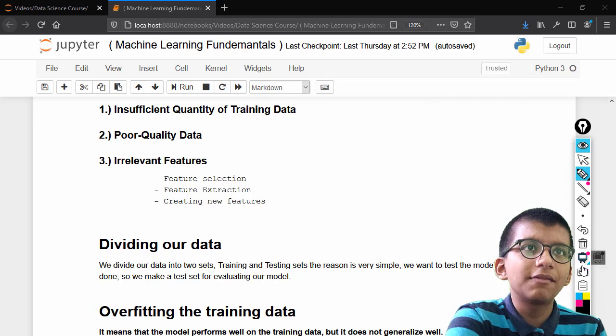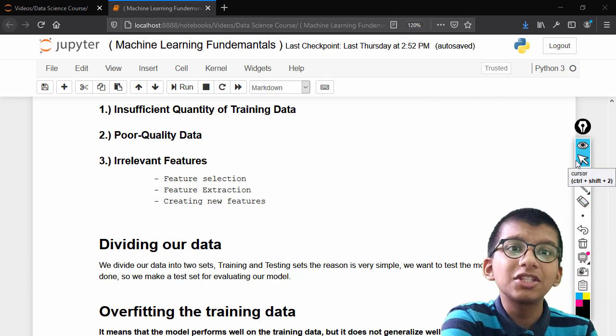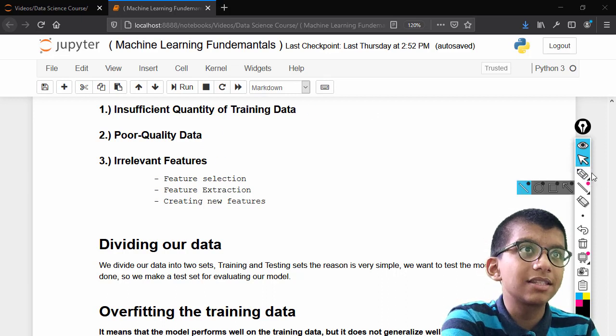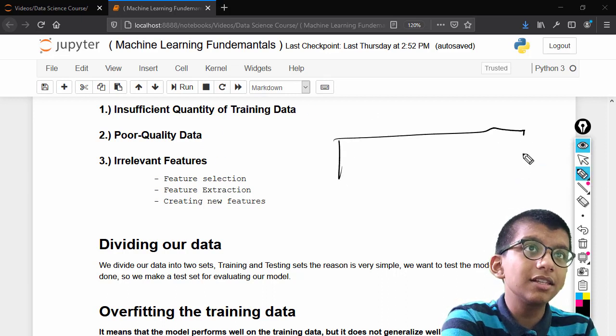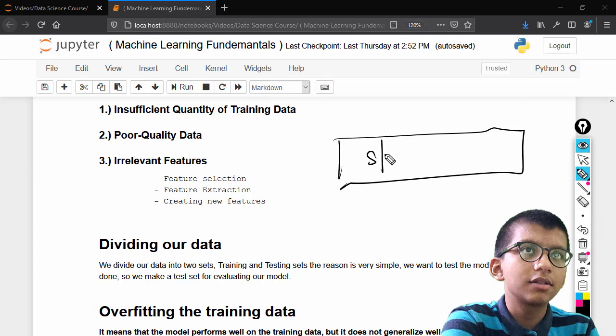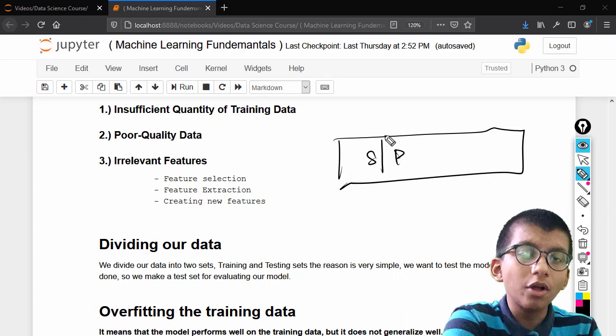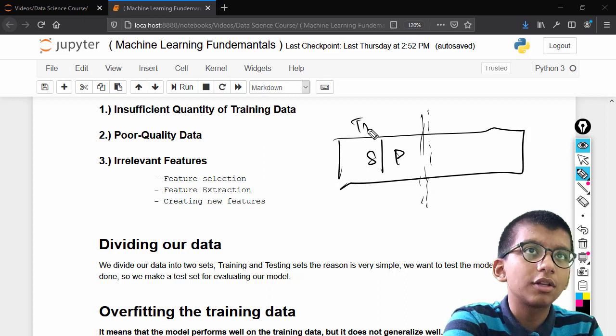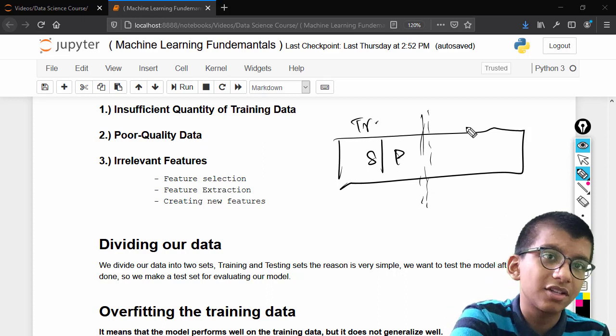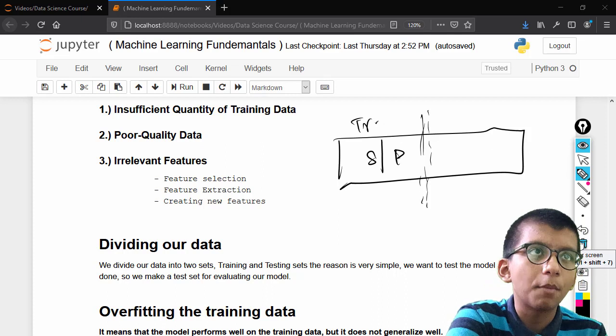Okay, so that's why we divide our data. We want to test our model, so we divide our data and check. You can see here that if this is our whole data, size and the price, on that basis we divide the data, and we use the training data for training and the testing data for testing the model.